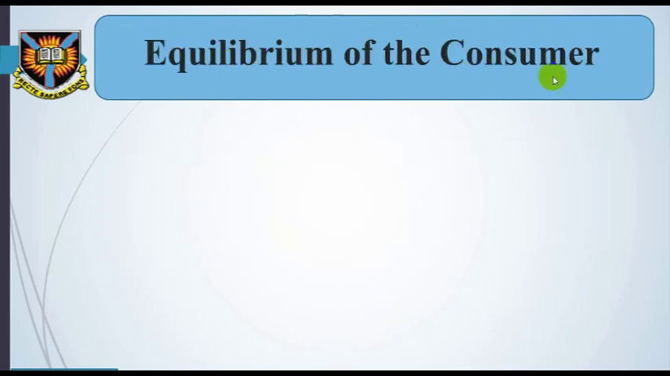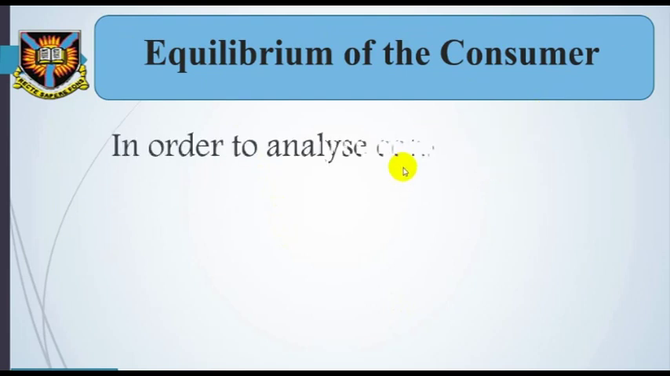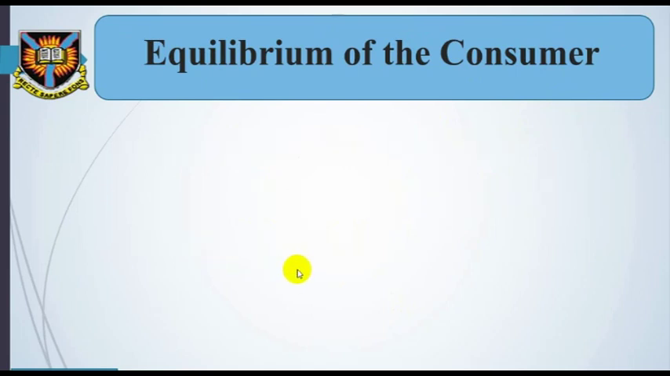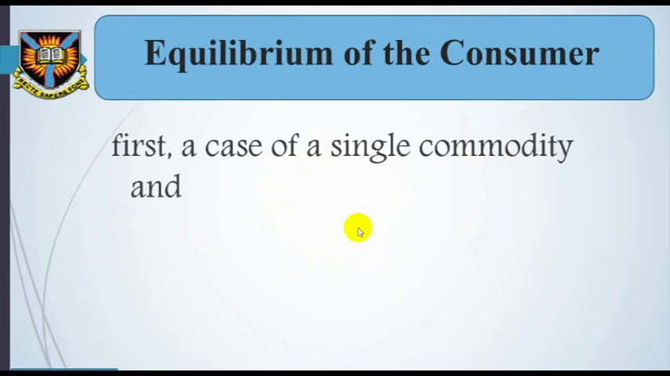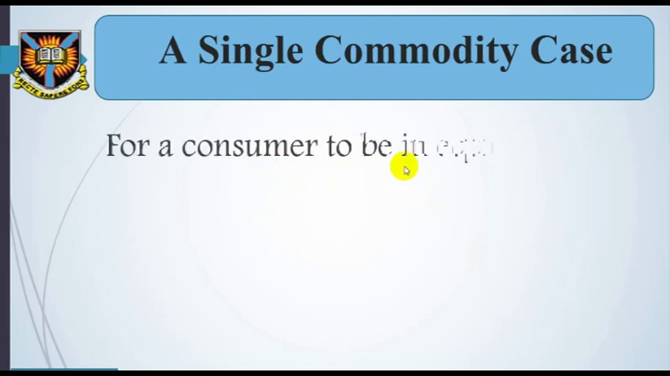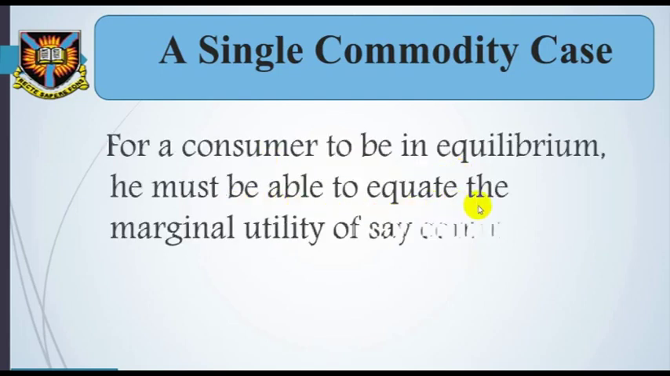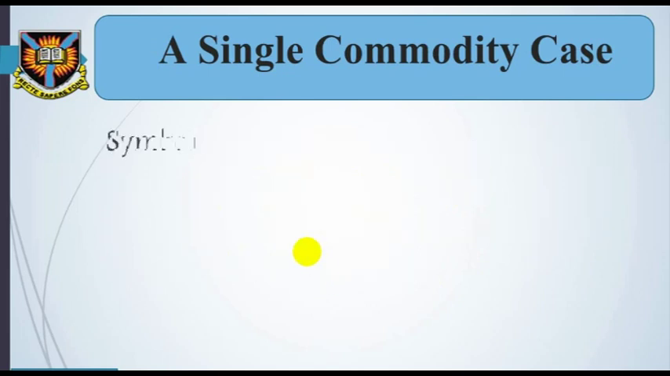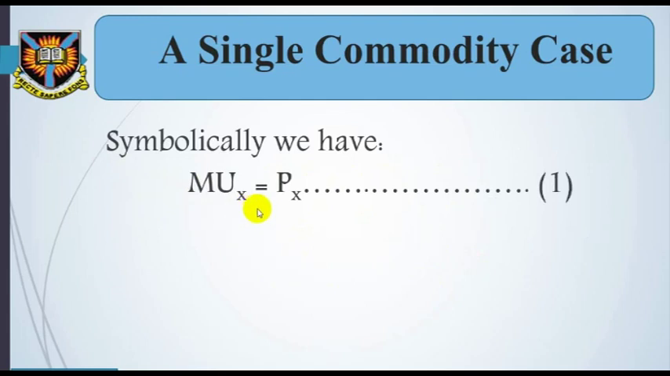Equilibrium of the consumer. In order to analyze consumer equilibrium, two different scenarios will be looked into. First, a case of a single commodity, and second, if there are n commodities. A single commodity case: for a consumer to be in equilibrium, he must be able to equate the marginal utility of, say, commodity X to its market price Px. Symbolically, we have MUx equal to Px, equation 1.